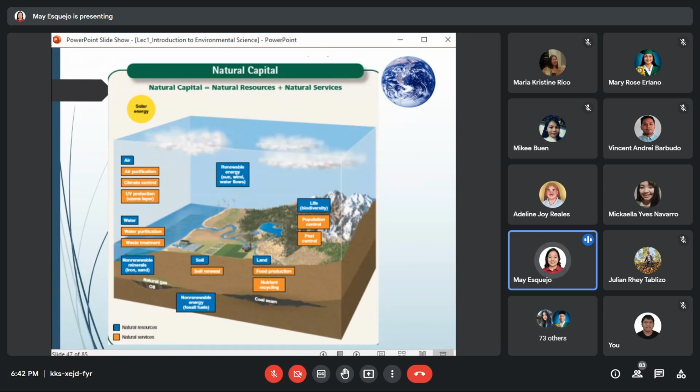So if ma-realize nyo, these are the services that are very important na hindi kayang gawin ng tao. Example yung air purification. I mean, naturally, hindi kayang gawin ng tao for the whole environment. Kaya natin mag-purify ng air with those equipment na ilalagay lang sa house, air purifier and all. Pero, naturally, this is done by the nature or the environment. Okay, I hope nakakasunod po. You can just ask if you have questions, okay?